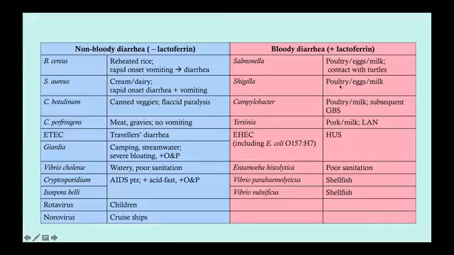Shigella, really nothing there. Poultry, eggs, and milk. Campylobacter, usually poultry and milk. The big one here is that they are at risk for a subsequent Guillain-Barré syndrome.